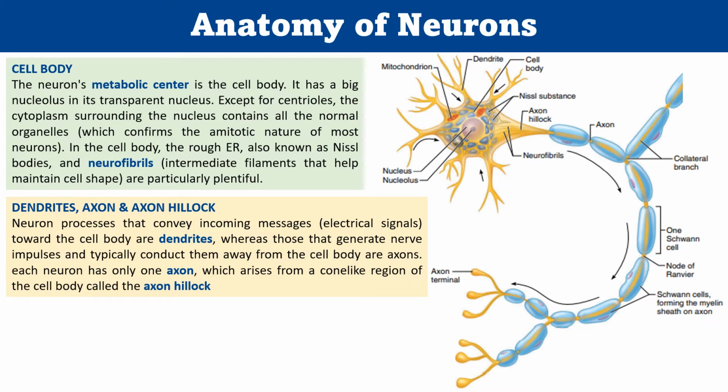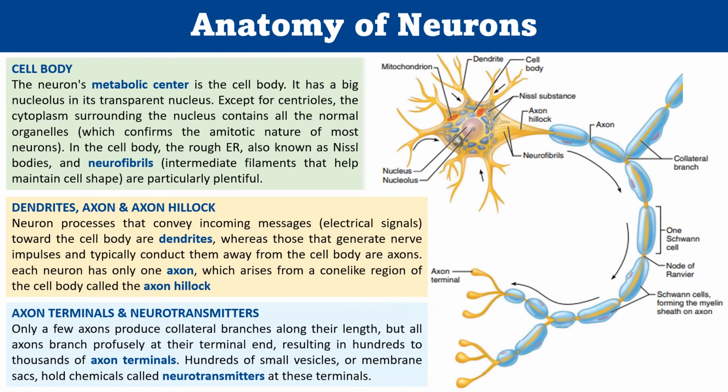Neuron processes that convey incoming messages or electrical signals toward the cell body are the dendrites. So, dendrites are around the cell body, whereas those that generate nerve impulses and typically conduct them away from the cell body are the axon. Each neuron has only one axon, which arises from a cone-like region of the cell body called the axon hillock.